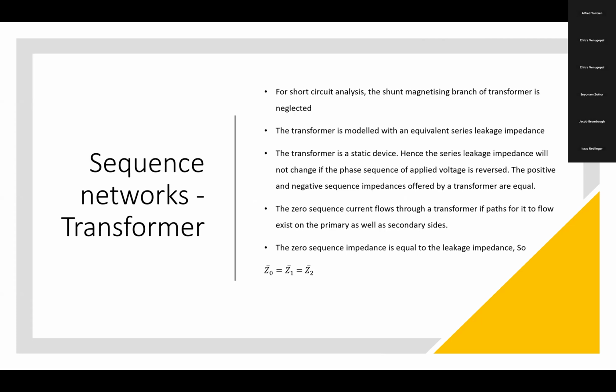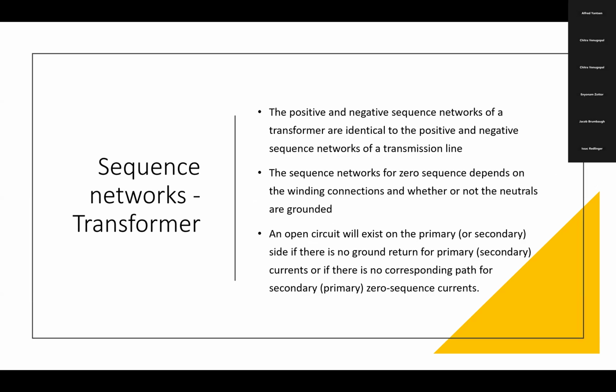Now, zero sequence impedance is equal to the leakage impedance. So we are talking about the primary impedance, secondary impedance, and the leakage impedance. The zero sequence impedance is equal to the leakage impedance. That's one of the thumb rules. Zero sequence equal to Z1 and Z2. Okay, right. Now, moving on here. There are a lot of rules about the positive and negative sequences.